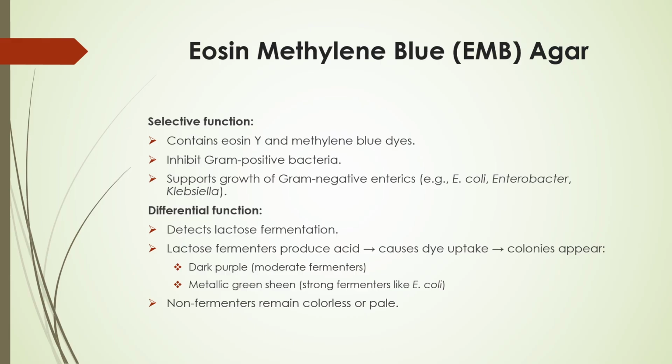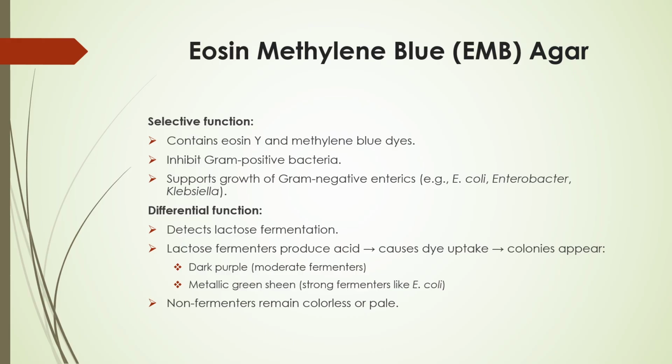Eosin methylene blue, EMB. Selective function: it contains eosin Y and methylene blue dyes, which inhibit gram-positive bacteria and support growth of gram-negative enterics. Differential function: it detects lactose fermentation. Lactose fermenters produce acid, which causes dye uptake, and then colonies appear dark purple or metallic green. Non-fermenters remain colorless or pale.